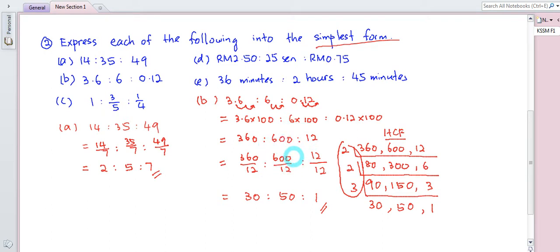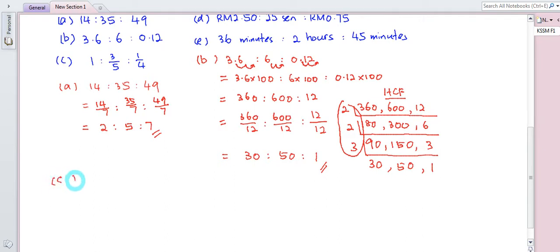When you see they have a common factor, keep on dividing all these numbers by their common factor until you see no more common factor. You will still get the same answer. Okay, now we go to C.